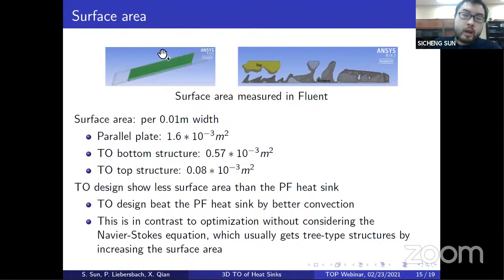We compare the surface area between these two designs. The surface area is measured in Fluent. So for per 1 centimeter width in this direction, the panel plate surface area is actually much higher than the TL design. So this is in contrast to the optimization without considering the Navier-Stokes equation. In the heat conduction optimization, we always see some tree type structures which increase the surface area. However, this TL design actually beats these panel plates by better convection rather than conduction.